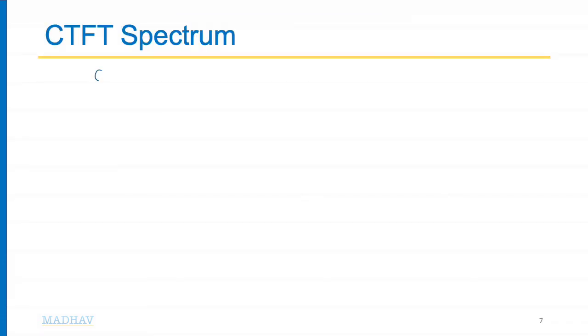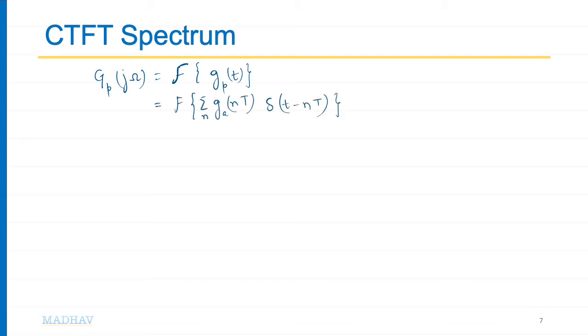So let's look at the spectrum now. So what is my Gp(jΩ)? What is the Fourier transform of my pulsated signal, or the analog signal which is multiplied with the pulse train? So let's plug in the values which we just derived for gp(t). It's simply the multiplication of ga(nT) and δ(t − nT), summation over all n, the pulse train multiplied with my analog signal.